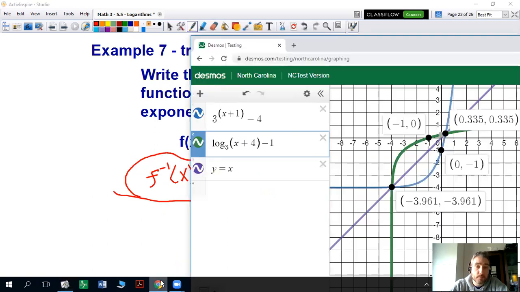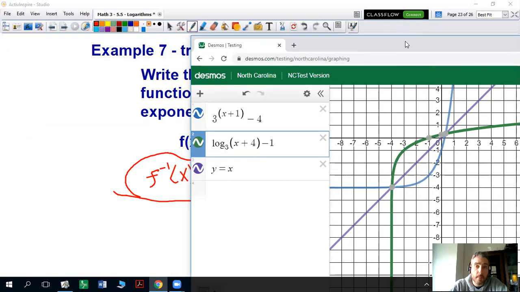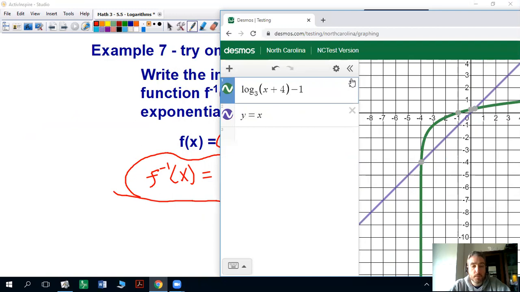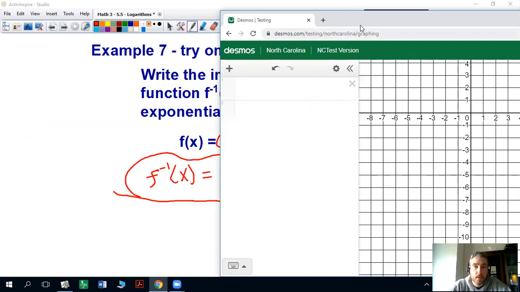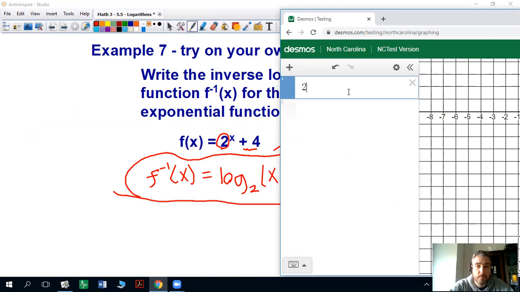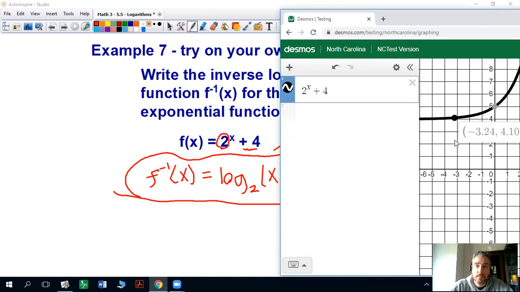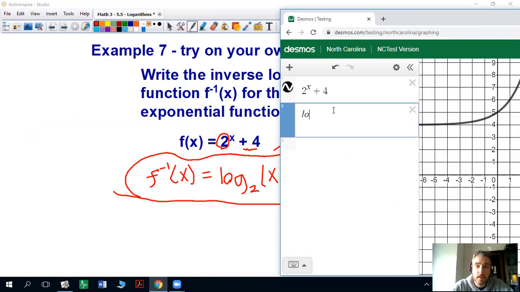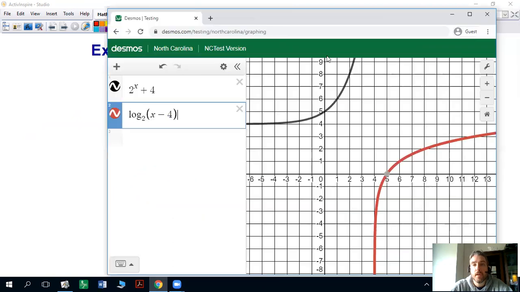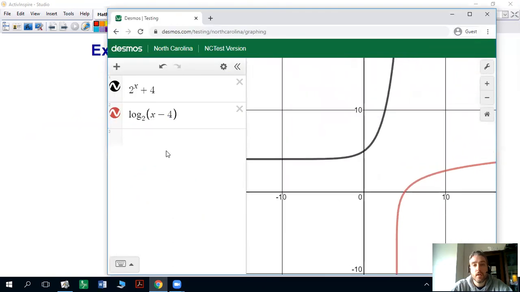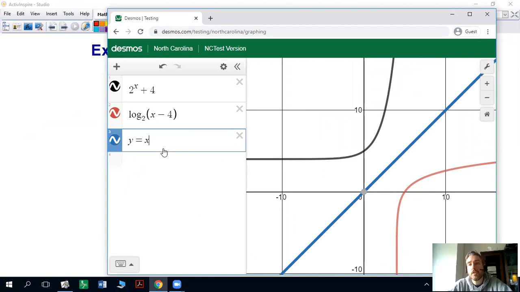Let's check that. I like to check those on a graph and look for that mirror image. So we're going to write 2 to the x power plus 4. And let's pull that down. And then we're going to do log base 2 of x minus 4. And if you're not sure if they're mirror images of each other, throw the line y equals x in. Usually you can tell by that line if there's anything that's a little bit off.